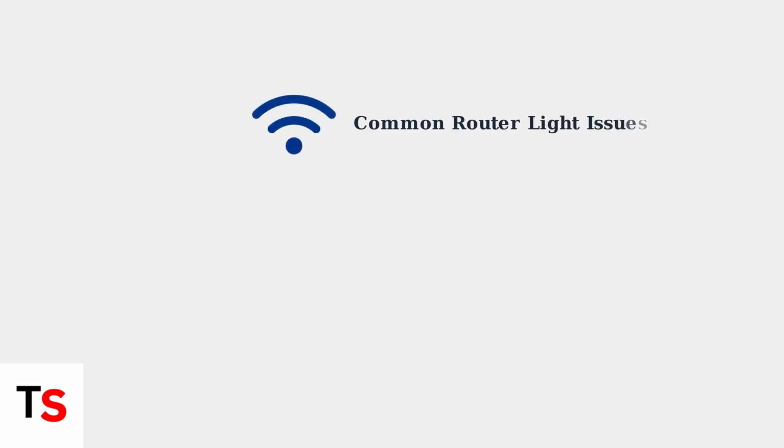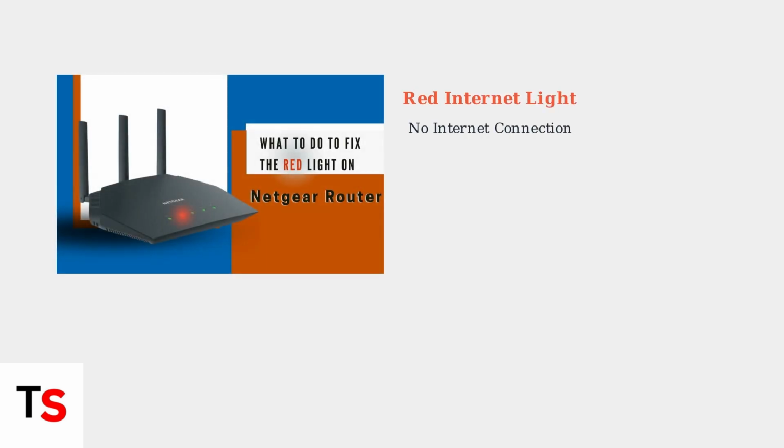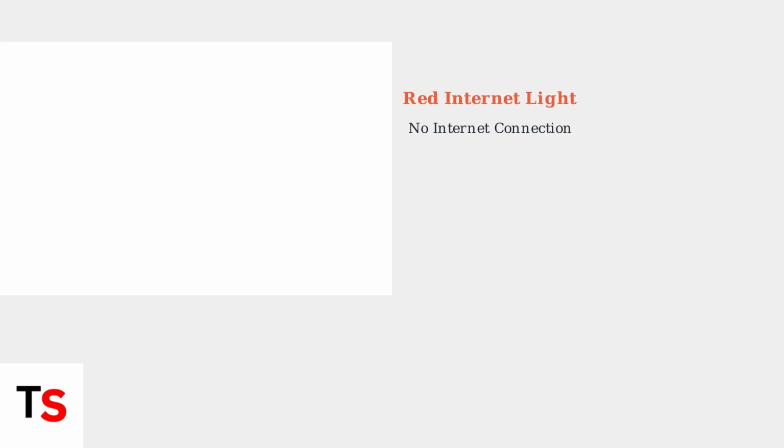When your Netgear router shows unusual light patterns, it's trying to tell you something important. Here are the most common issues and their solutions. A red internet light is one of the most common problems. This indicates no internet connection is detected by your router.